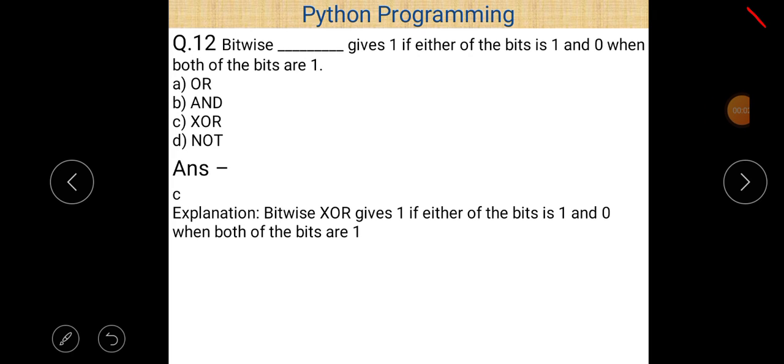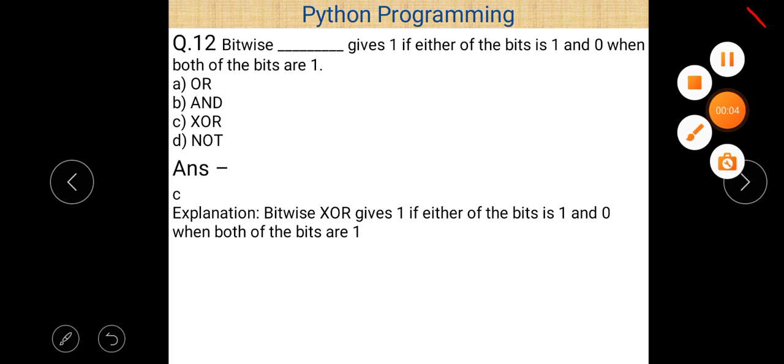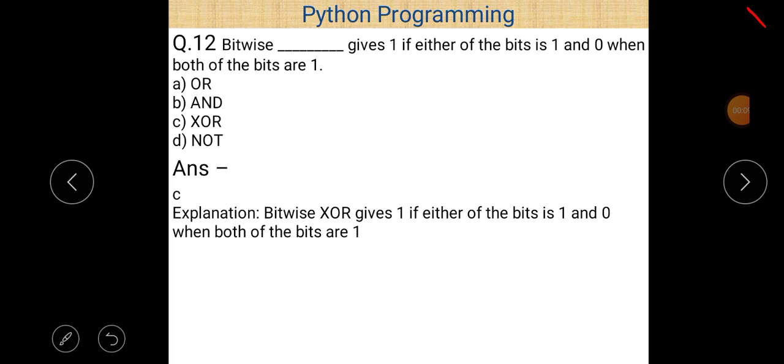Hello students, today our topic is Python programming and in this lecture we are going to discuss some question answer related to bitwise operator used in Python programming. So as we know that these are the bitwise operator, this is called bitwise AND, this is called bitwise OR, this is bitwise XOR, and this is the symbol of bitwise NOT.